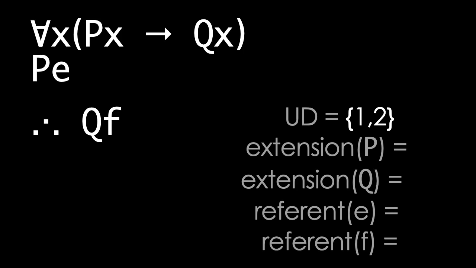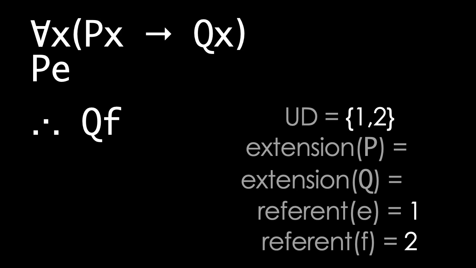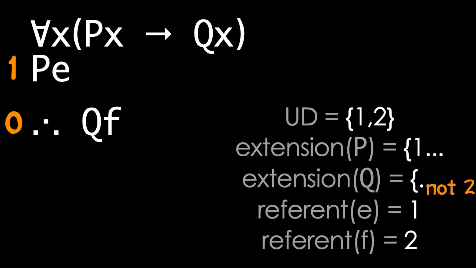And now we have some choices about what to do with the reference. Should E and F name the same thing or different things? Let's try different things. Let the referent of E be 1 and the referent of F be 2. PE is a premise, so we need it to be true. To make PE true, we need to put the referent of E in the extension of P. QF is the conclusion, and we need it to be false. To make QF false, we need to leave the referent of F out of the extension of Q.